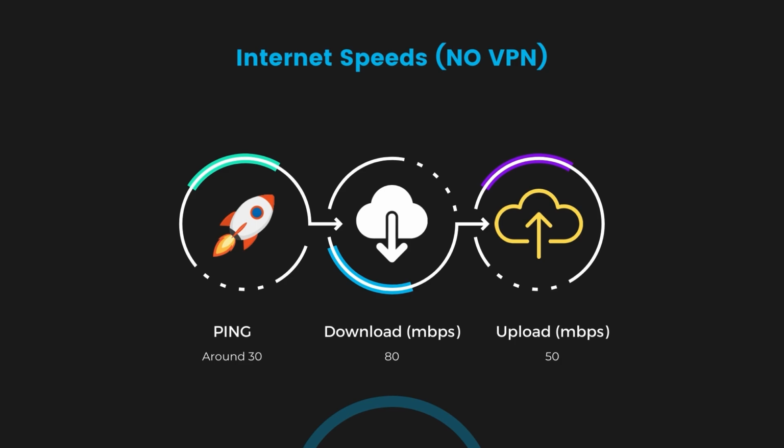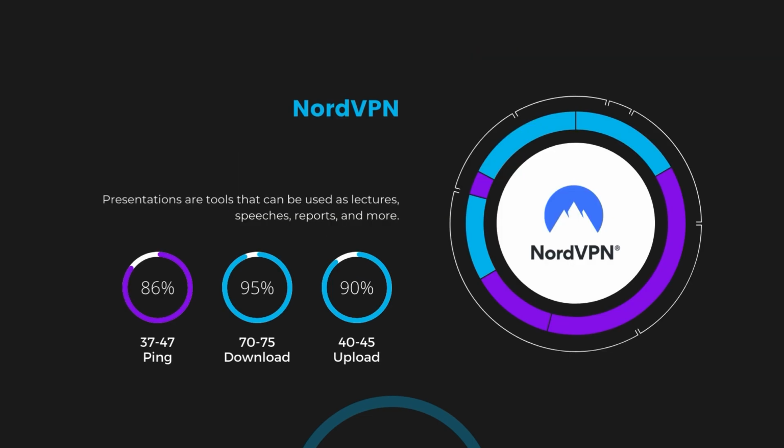Firstly, we have NordVPN. With NordVPN enabled, our ping increased to between 37 and 45 milliseconds. Despite the slight latency uptick, NordVPN maintains commendable download and upload speeds, registering at 70 to 75 megabits per second and 40 to 45 megabits per second, respectively. This efficiency is attributed to NordVPN's NordLynx protocol, ensuring residents of Minnesota can enjoy rapid online activities and streaming with minimal interruption.